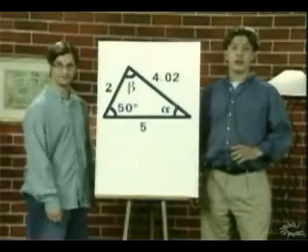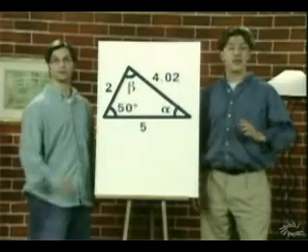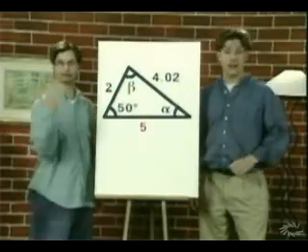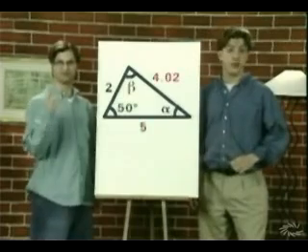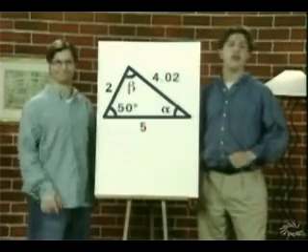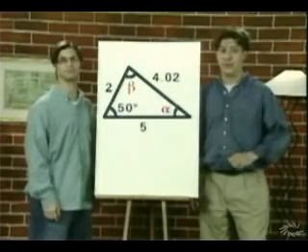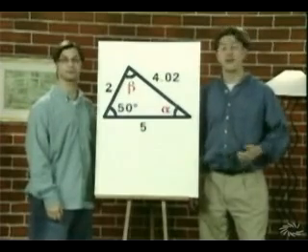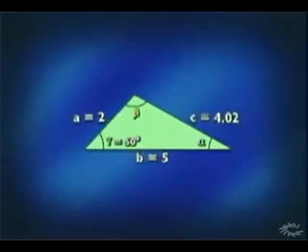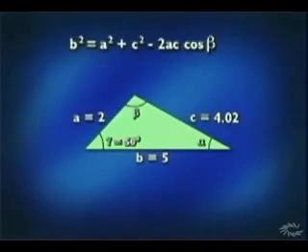So we know the values for all the sides. A equals 2, B equals 5, and C equals 4.02. Now we only need to find the other 2 angles. We can use the law of cosines to figure them out. We'll find the cosine of beta first. Since we're finding angle beta, we'll use the formula B squared is equal to A squared plus C squared minus 2AC times the cosine of beta.